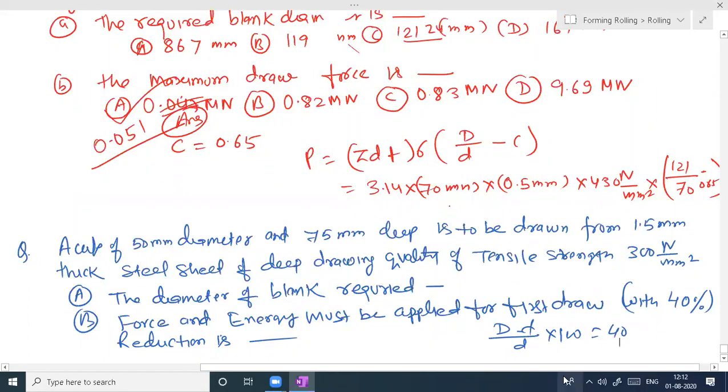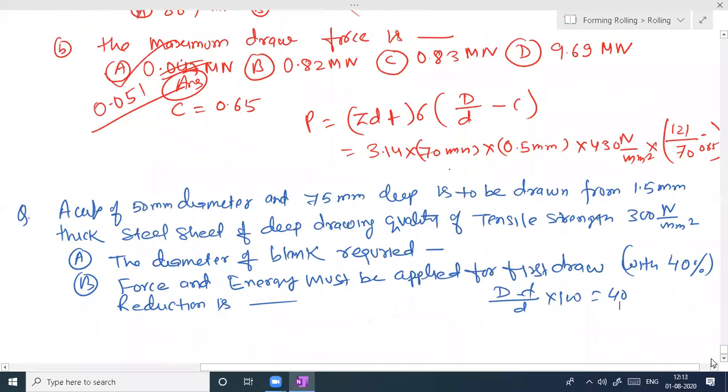Okay, so what was the last problem answer? I gave enough time. I was just writing. What was the last problem answer? 0.51. Okay, everybody got 0.51. Now it is clear. Second problem we are discussing now.